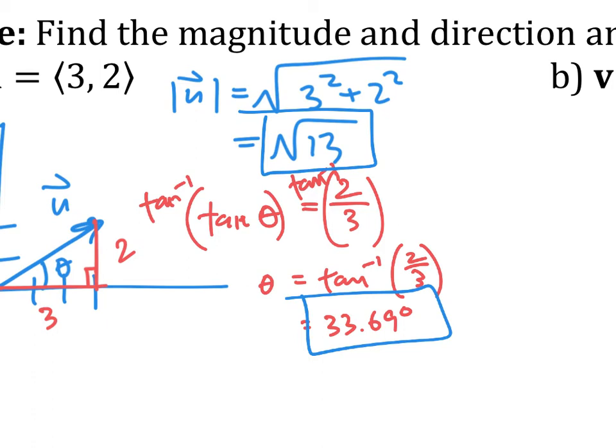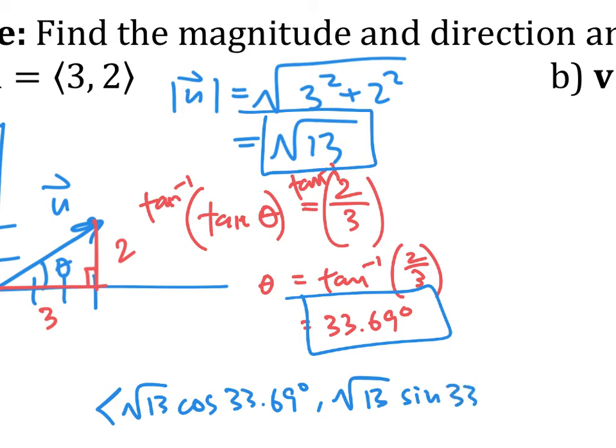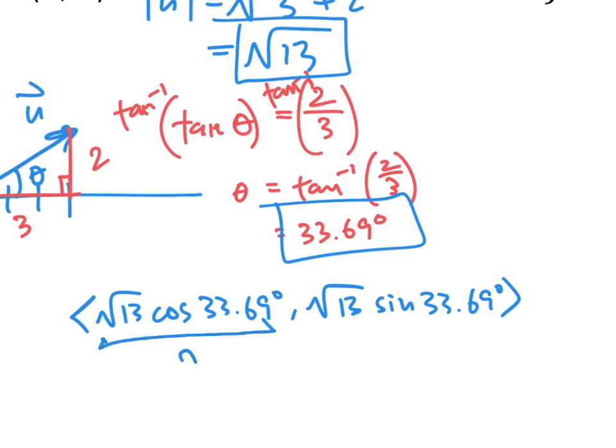If they say to resolve the vector, then you probably will have to write something like this. Square root 13 cosine 33.69 degrees and square root 13 sine 33.69 degrees, meaning please write out the x component and the y component.